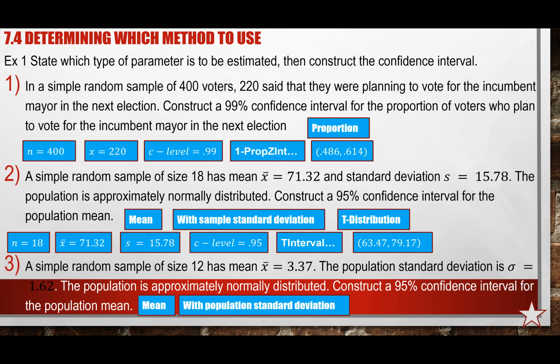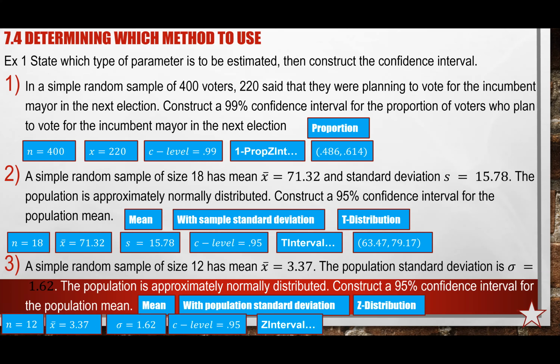So again, number three, they ask us to find the confidence interval for the population mean. And if they ask us for a population mean, we ask ourselves, do they give us the population standard deviation? In this case, they do give us a population standard deviation. So we will use a Z distribution or the Z critical value. And again, for the Z critical value, we need an N, we need an X bar, we need a sigma.